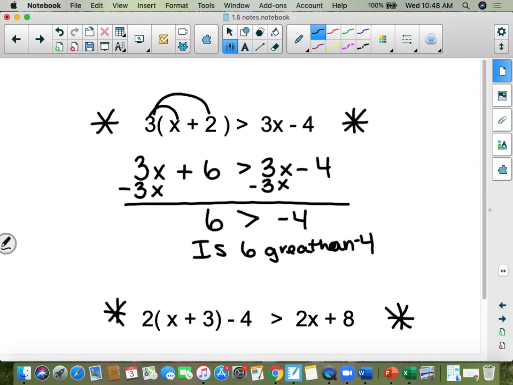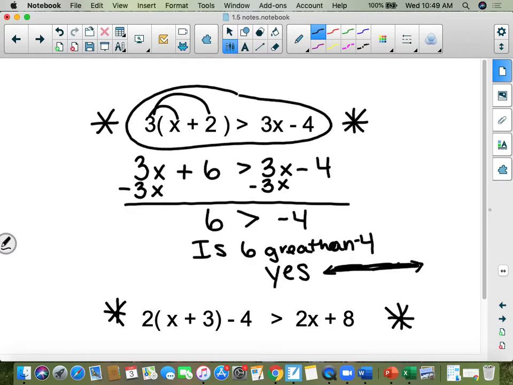Is 6 greater than a negative 4 on the number line? Is that true or is that false? Yes, it is. 6 is greater than a negative 4. When you get no x's left and you get a true statement like this, the answer is the whole number line shaded in. Every number is going to work in this equation. Every number you can think of will fit in this equation. A shaded number line looks like a negative infinity to a positive infinity.